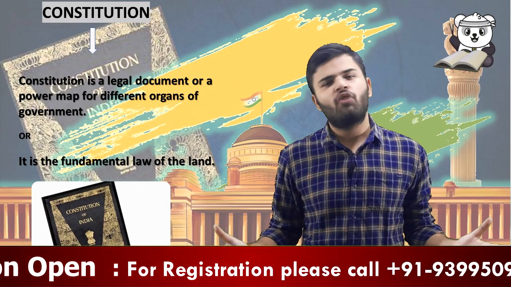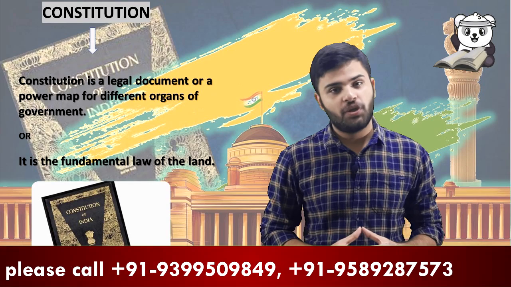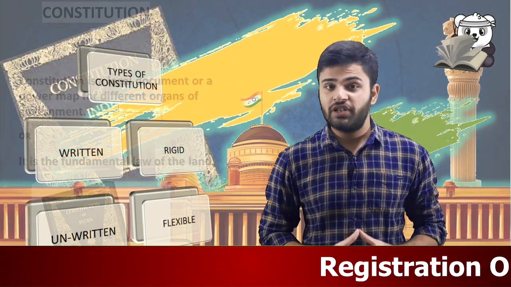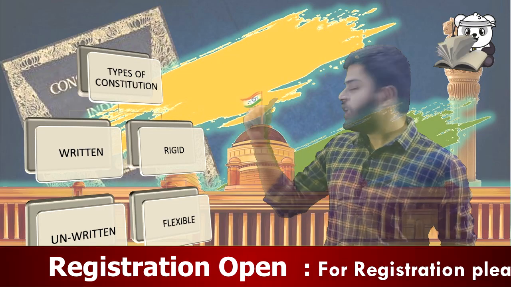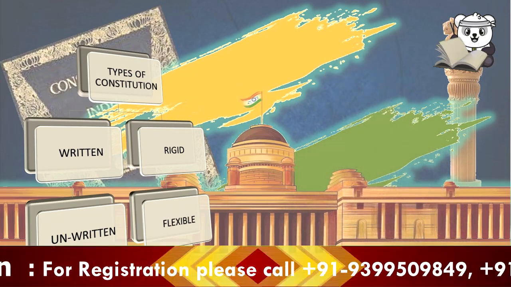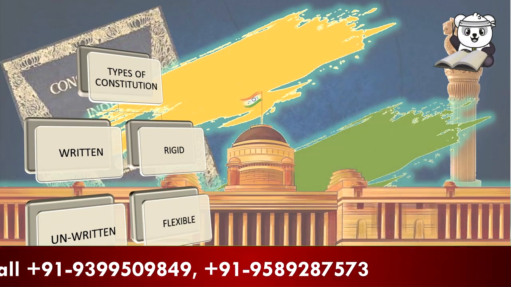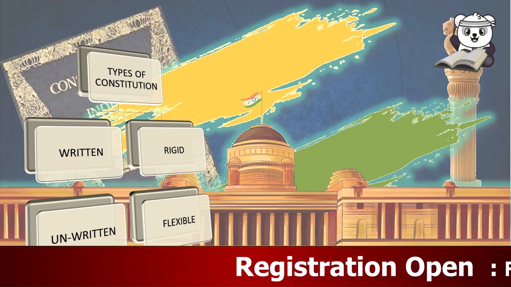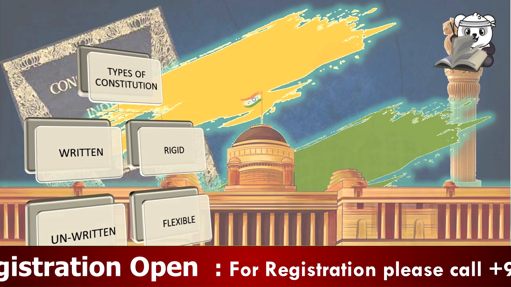Now, as such, there is no widely accepted classification of the constitution, but we broadly classify constitution into two divisions. First set of division, written constitution and unwritten constitution. Second set of division, rigid constitution and flexible constitution. What is the basis of classifying written and unwritten constitution? First of all, keep this in mind.